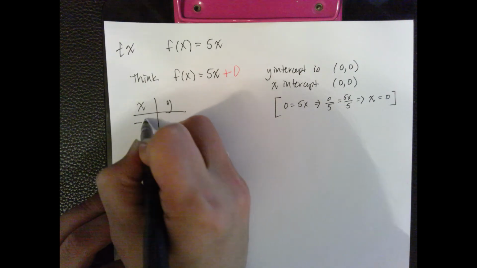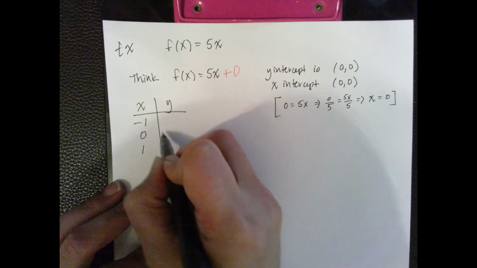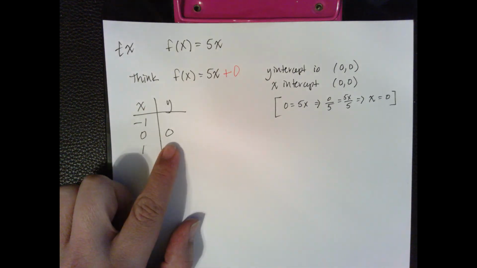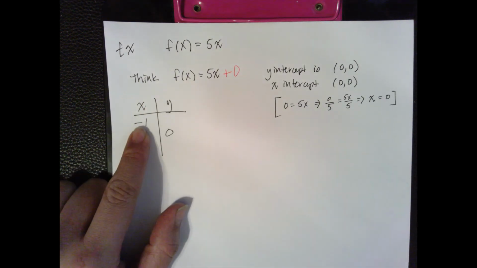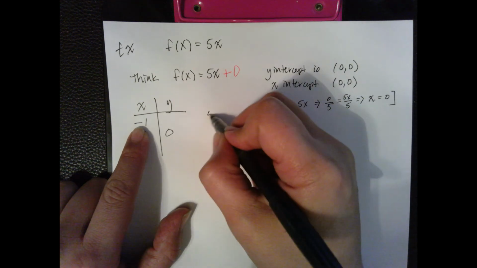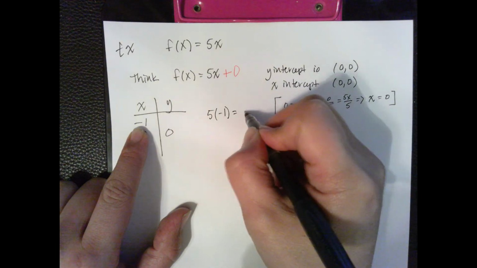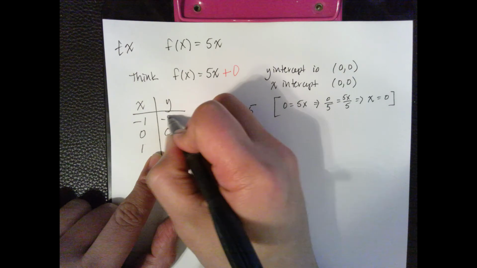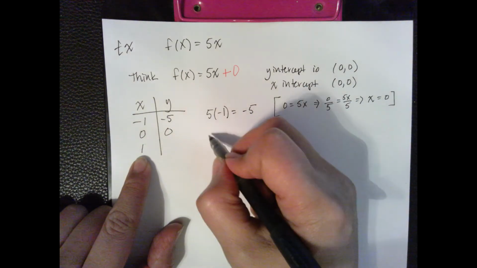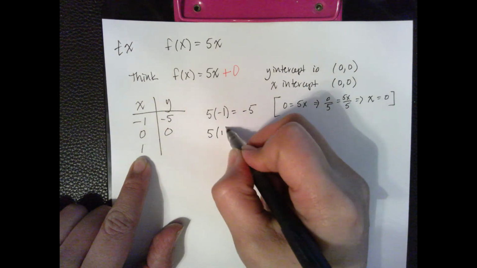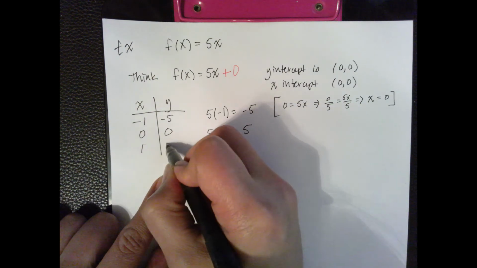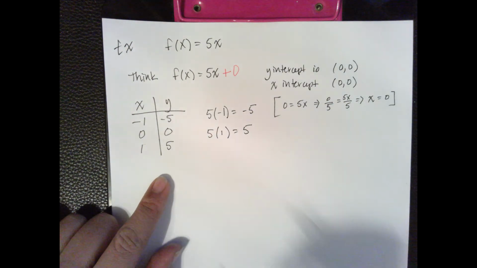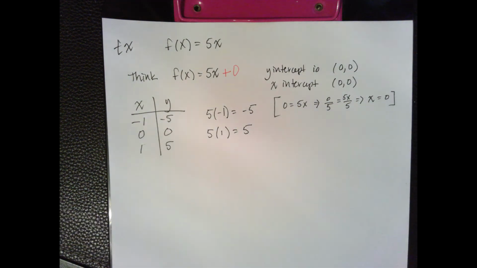So here I'd go back to negative 1, 0, and 1. I already know 0 is going through 0. I just have to plug negative 1 in, so I've got 5 times negative 1. That gives me negative 5, negative 5. And then I'd have to plug in 1, so 5 times 1 is positive 5, positive 5. And now you have your 3 points in order to draw your straight line.